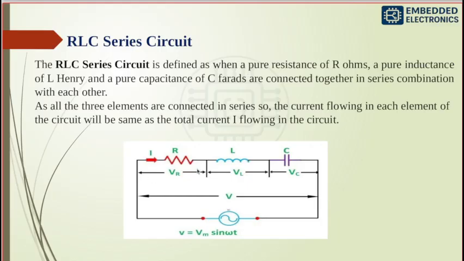Here RLC means pure resistance, pure inductance, and pure capacitance, all connected together in series combination with each other. So all three are connected in series. The current flowing in each element of the circuit will be the same as the total current I flowing in the circuit. Here we applied V, where V means Vm sin omega t. The voltage across R is VR, across L is VL, and across C is VC. The total voltage is V.